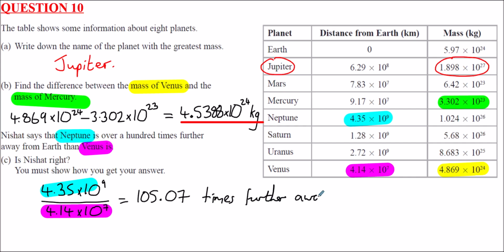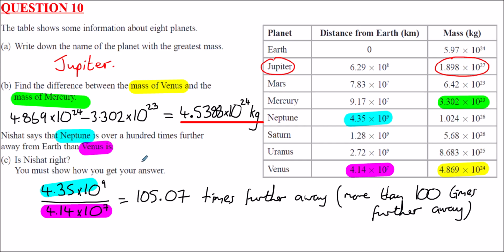And ultimately 105 times further away is more than 100 times further away. But ultimately, the question here is just saying, is she right? Well, what was she saying to begin with? Well, she was saying that Neptune is over 100 times further away. We've shown it's 105.07 times further away, which is more than 100 times further away. So therefore, yes, she is correct. Or yes, Nishat is right, or Nishat is correct.